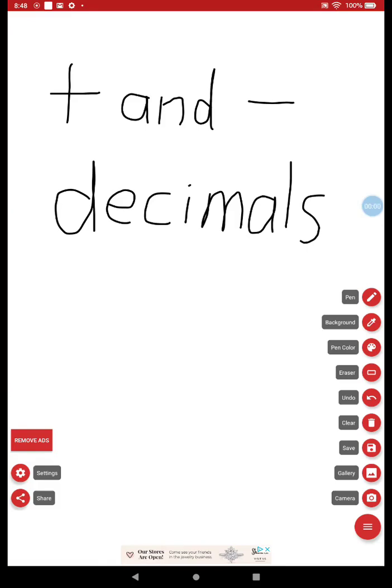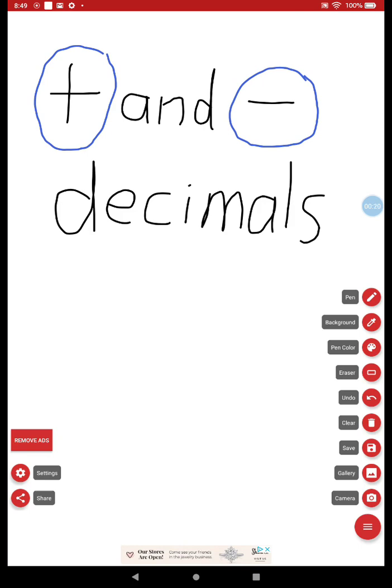Hello and welcome to the last math lesson for week 5. We've been learning about decimals all week and their place value. Now today we're actually going to start adding and subtracting with decimals.